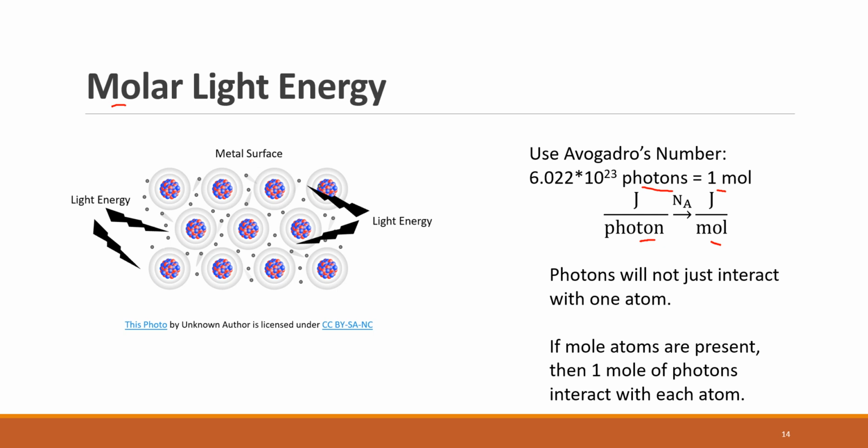Why is this important? Why are we even doing this? Because photons don't just interact with one atom. It's light. It's speed of light, very fast, right? We saw that. It was 2.998 times 10 to the positive 8th. So it moves around at its own will, and it's going to hit what it's going to hit. It's not going to purposely just interact with one single atom. So if a mole of atoms are present, then that 1 mole of photons is going to interact with each atom because they're moving so quickly. So this is why we need to be able to calculate molar light energy and not just per photon.